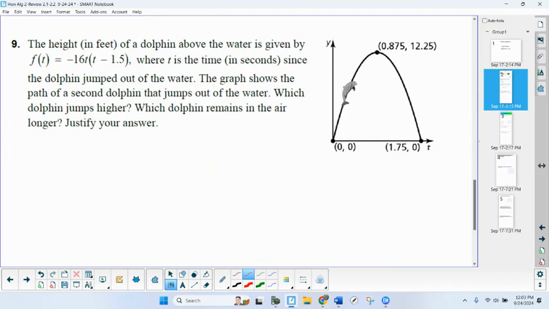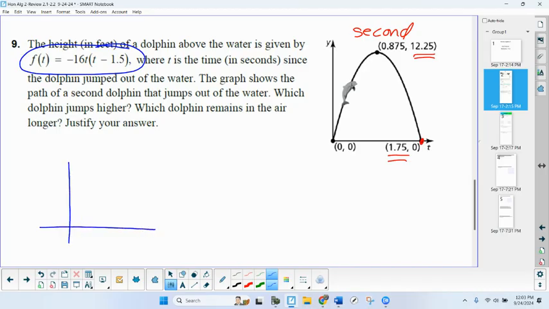Last one, we talked about a dolphin. How high did this dolphin go? 12.25. How long was this dolphin in the air? 1.75 seconds. Okay. I see here the graph. That's the second dolphin. So this is the second one. The first dolphin is here.